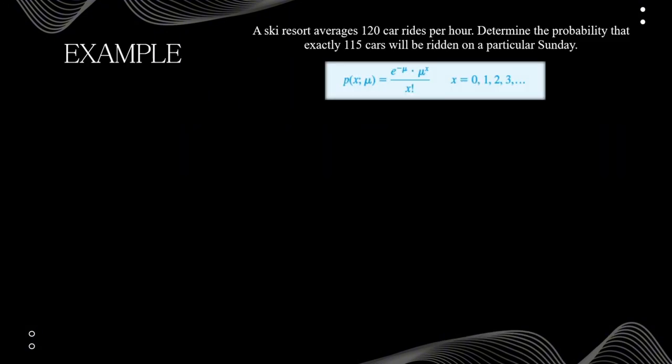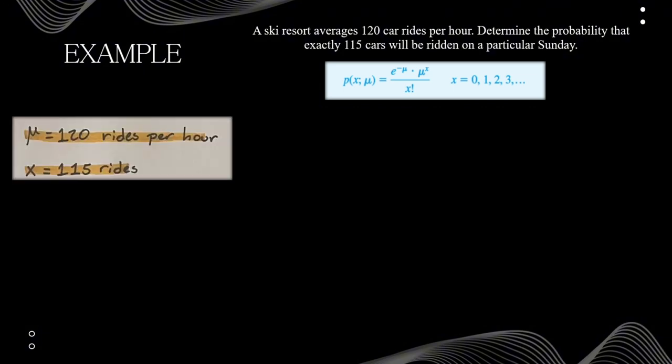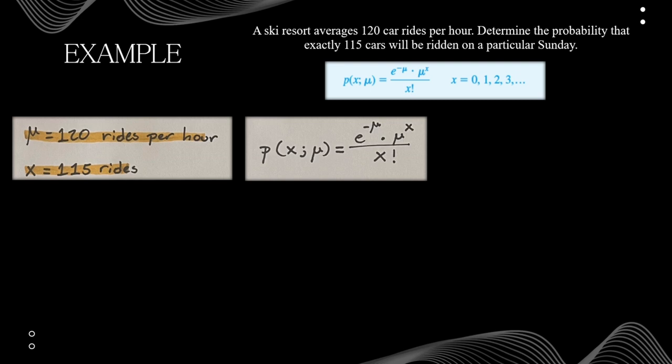Okay, now let's look at some example data. To illustrate, let's consider a ski resort where mu is 120 car rides per hour, and we want to determine the probability that exactly 115 cars will be ridden on a particular Sunday. So as we're given mu, which is 120 car rides per hour, and x, which is 115 rides, we can plug these values into our PMF formula to find a probability.